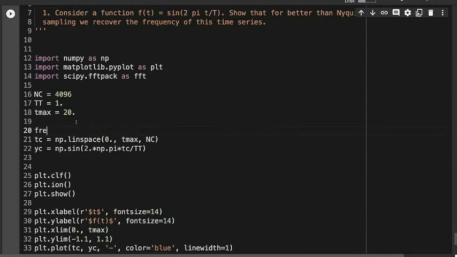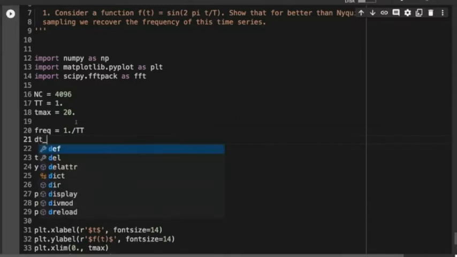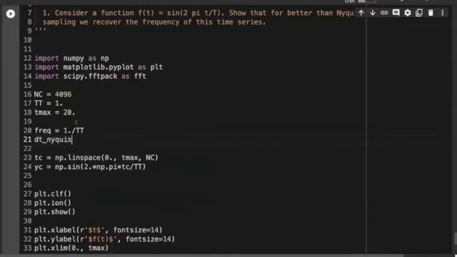So what is the frequency of the sine wave? The frequency of the sine wave is just 1 by the T, which is obviously 1. And because the frequency is 1, what is the Nyquist rate? dt Nyquist is 1 by 2 by frequency. The maximum frequency, it has only one frequency.